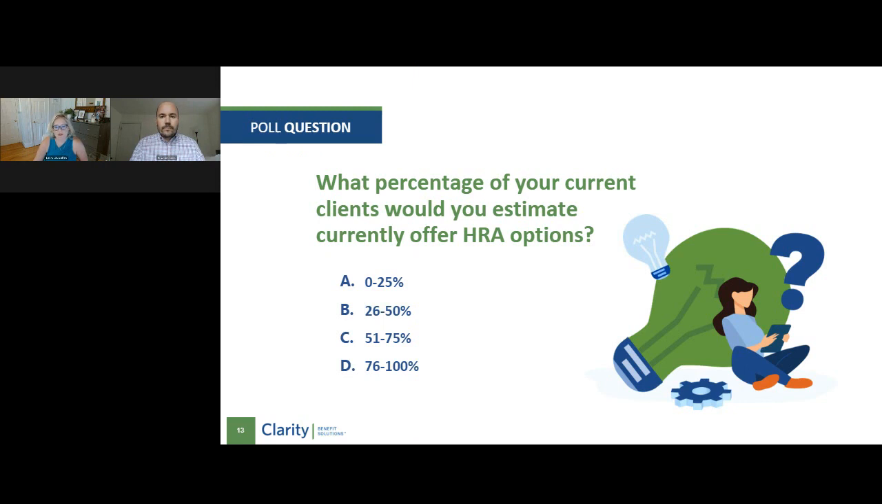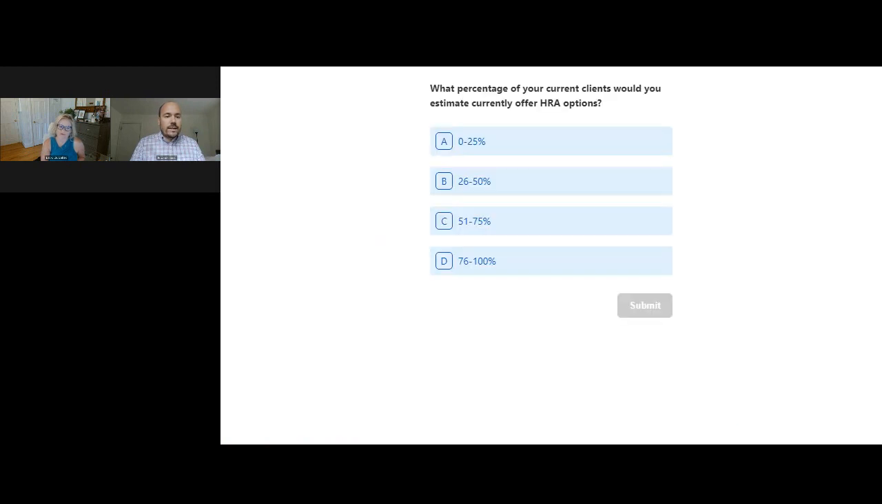So before we look at the prevalence of HRAs in the market today, Eddie, will you do another poll question for us? Absolutely. So this one's always interesting, and I'll explain why in just a moment. But this question is, what percentage of your current clients would you estimate currently offer HRA options? You can answer this as A, 0 to 25%, B, 26 to 50%, C, 51 to 75%, and D, 76 to 100%.